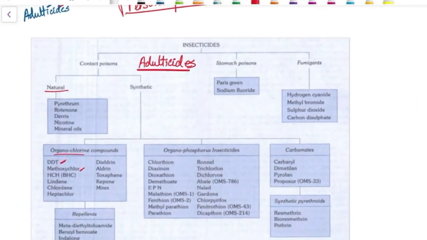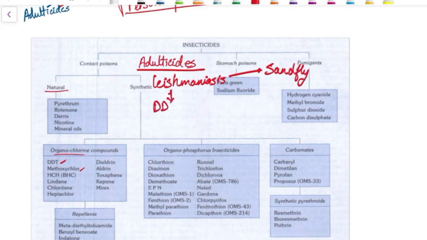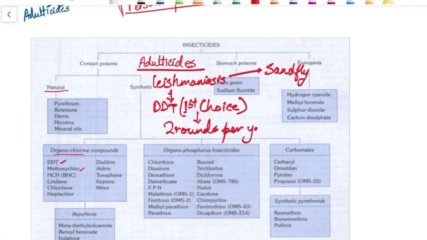adulticides in leishmaniasis, where the vector is the sandfly. So DDT is used. DDT and malathion are used. DDT is the first choice for spraying in case of leishmaniasis, and 2 rounds per year are done, at the rate of 1 to 2 gram per square meter. This one is an MCQ point.